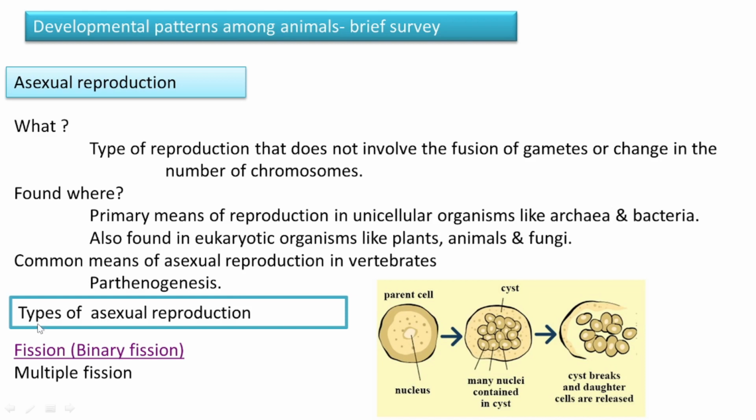Then we are going to see what the types of asexual reproduction are. The first one is fission. Okay, fission, it is simply binary fission. Binary. Bi means two. As a result of that fission, two daughter cells are forming. Let's show its image.